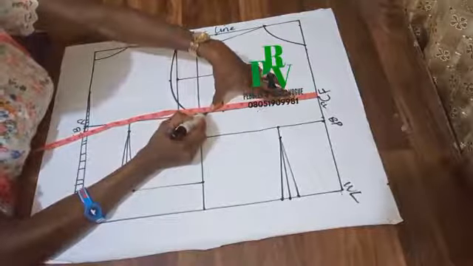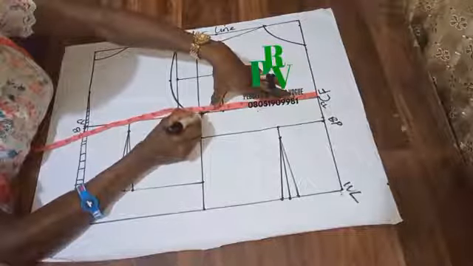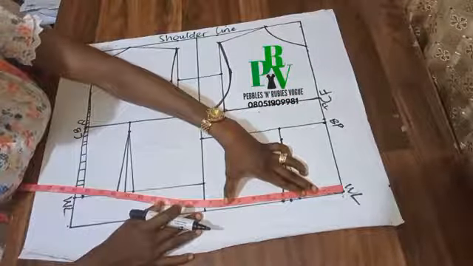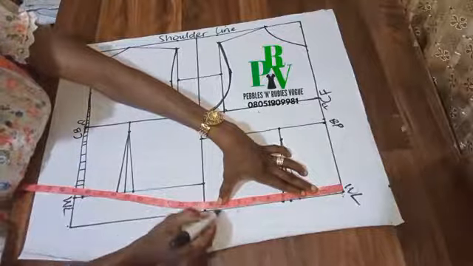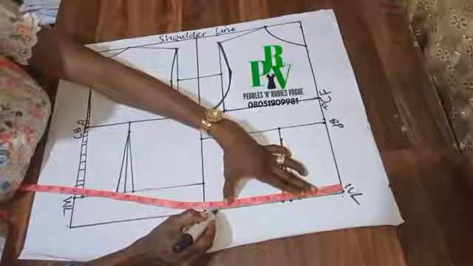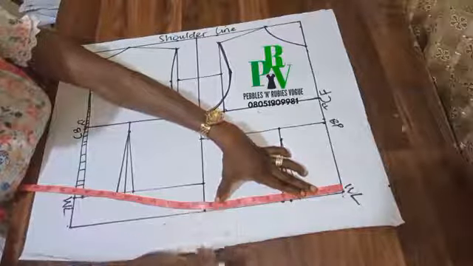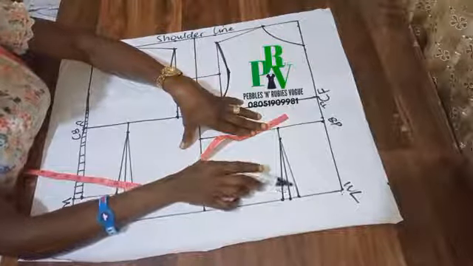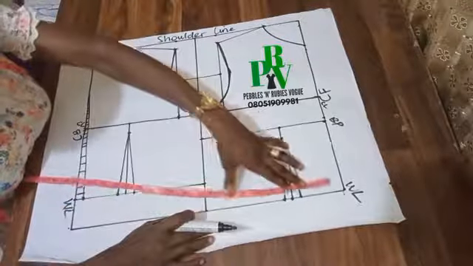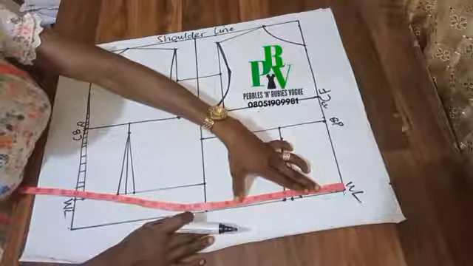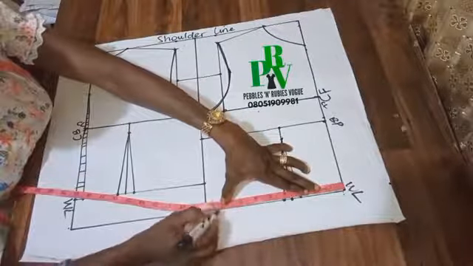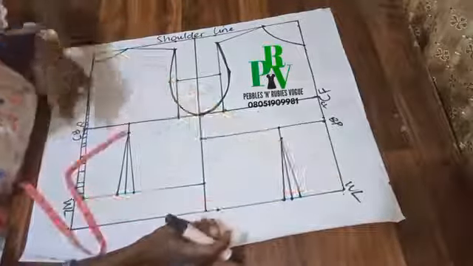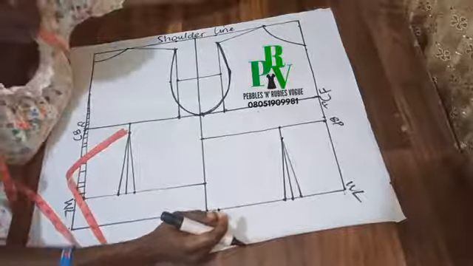Here I have my measurement for the circumference, and then I'll come to the waist and mark the waist circumference divided by 4 as well. 30 divided by 4 is 7.5, plus 1 inch dart allowance. Remember we took 0.5 here, 0.5 here, so 0.5 plus 0.5 is 1 inch. So I'm going to add that to my measurement. So I have 8.5. All right, so I'll connect the 2 points.